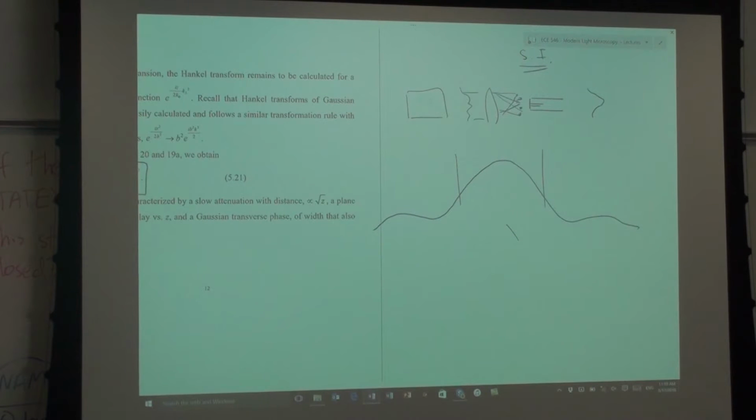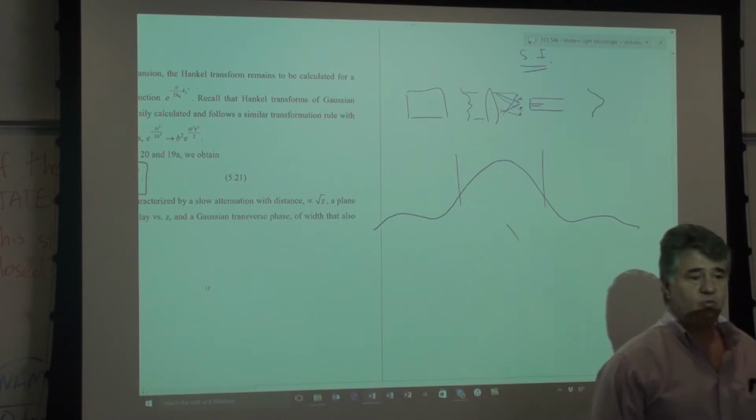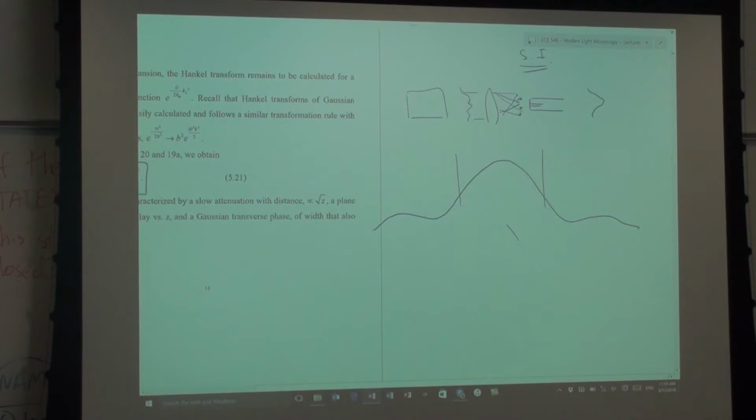So why is it hard for us to make a Gaussian otherwise? It's because Gaussian means the wings fall off smoothly as opposed to being chopped off suddenly, like with the pinhole, right?